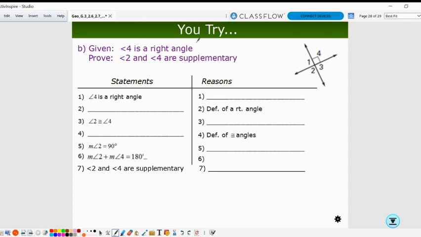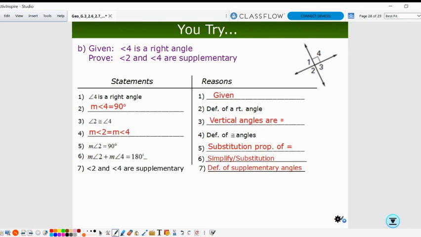Given that 4 is a right angle, if 4 is a right angle, that's given. The measure of angle 4 is 90. That's your definition of a right angle. Angle 2 and angle 4 are congruent because they are vertical angles. Vertical angles are congruent. We go from congruence to equals. That's your definition of congruent angles. We're going to substitute in the measure of angle 2 to be 90. That's your substitution property. We know that angle 2 plus angle 4 will equal 180. That's our simplify, but also substituting. Therefore, angle 2 and angle 4 are supplementary. That's your definition of a supplementary angle.